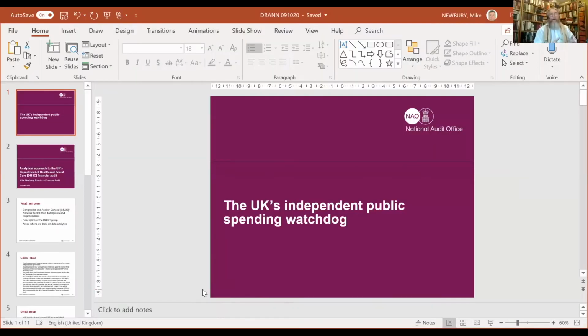So I'm a financial audit director. I work as part of the UK Supreme Audit Institution, the National Audit Office. It's headed by the Controller and Auditor General. The Controller and Auditor General is appointed by the UK Parliament and is entirely independent of government.